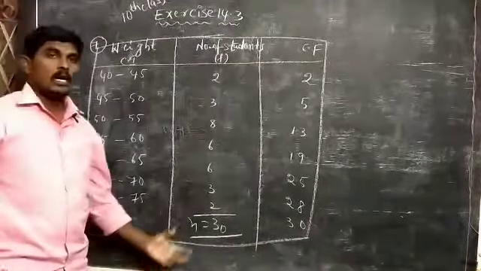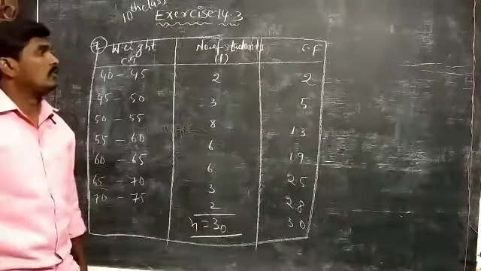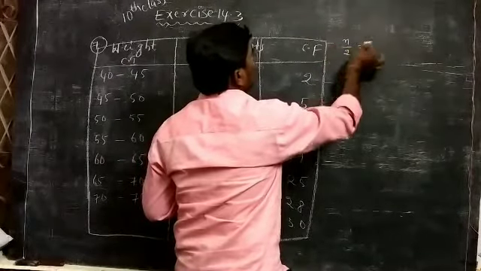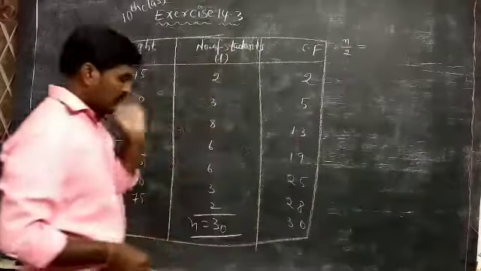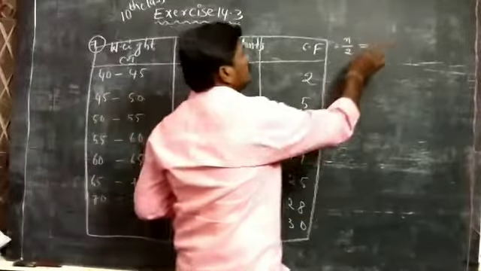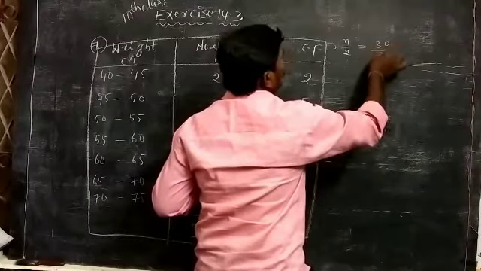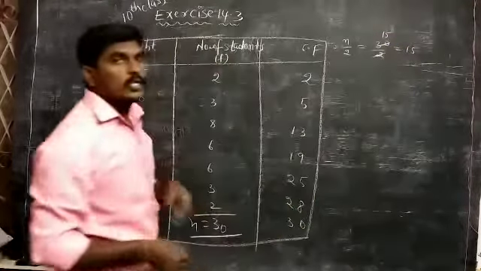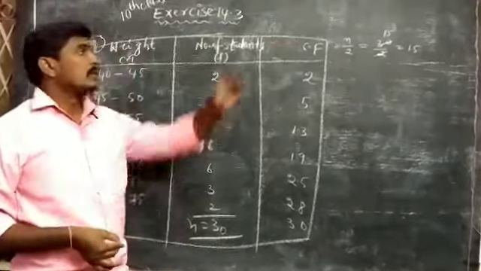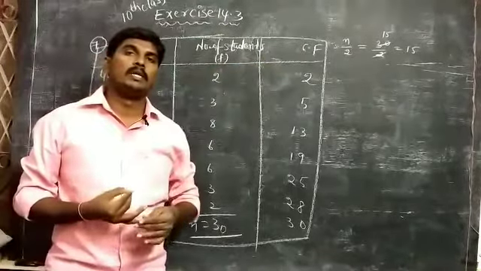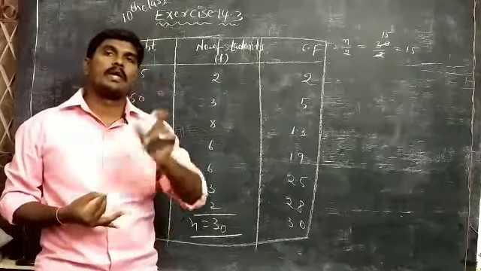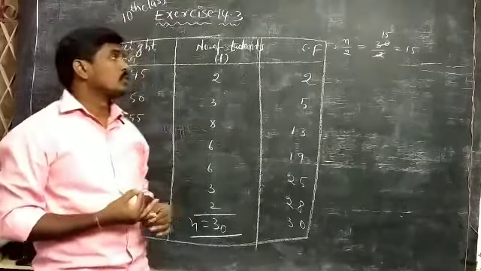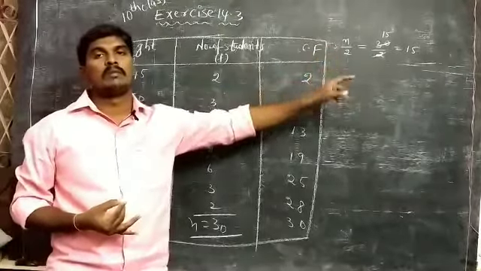After finding the n value, now we want to find n by 2. n is 30, so 30 by 2: 2 times 15 is 30, so it is 15. Why do we find the n by 2 value? Because to find the median of grouped data, we require the median class interval, and we can find the median class interval by using the n by 2 value.